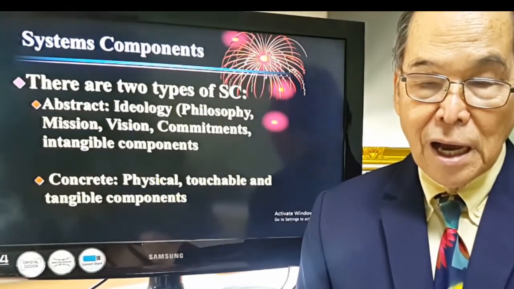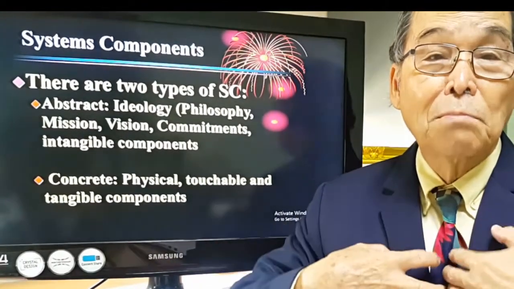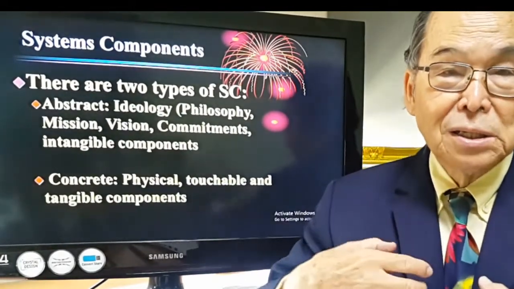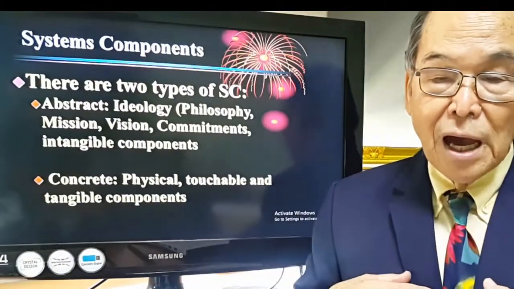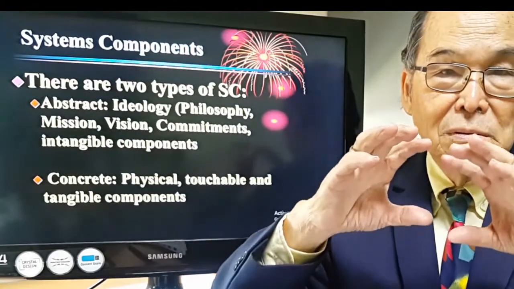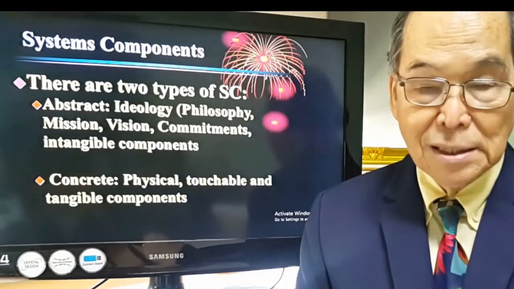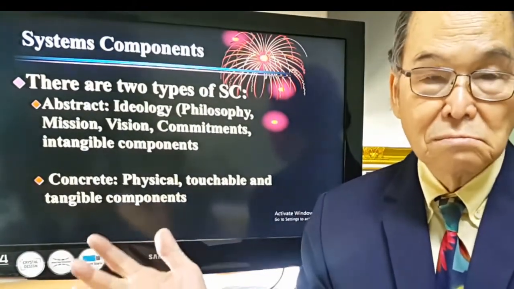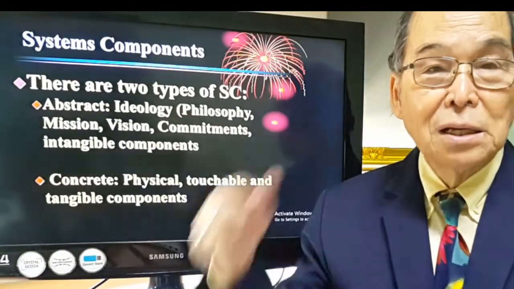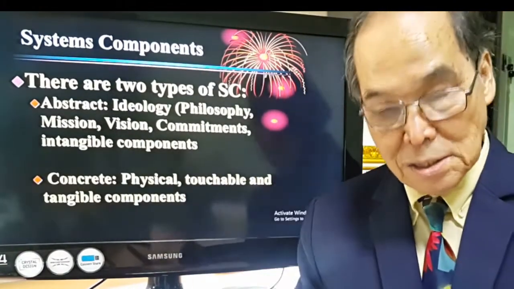And then finally, commitment. What you will commit yourself to do to achieve your mission, to achieve your philosophy, and to fulfill it according to your idea or ideology. So abstract means ideology, intangible components that cannot be seen or heard or touched by your five physical senses.